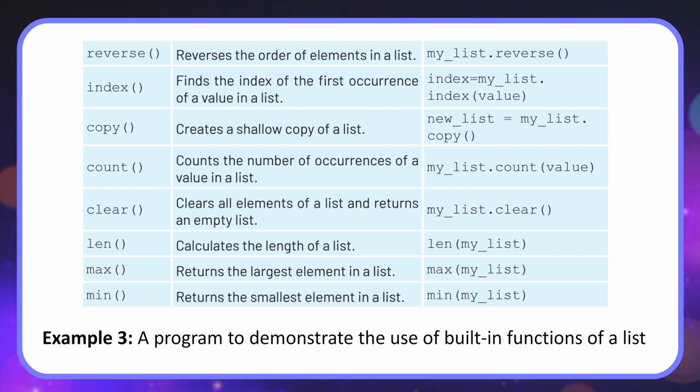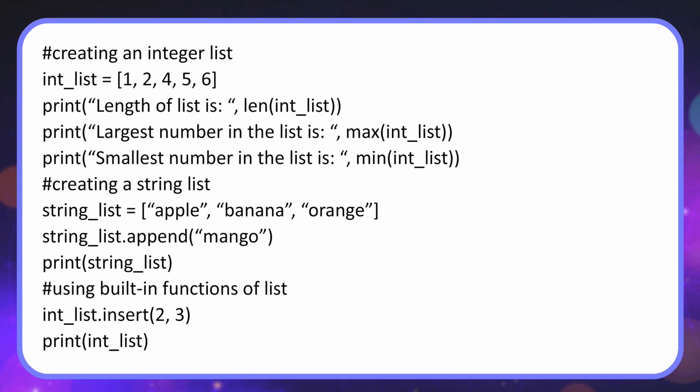A program to demonstrate the use of built-in functions of a list. Creating an integer list: int_list = [1, 2, 4, 5, 6]. print('Length of list is', len(int_list)). print('Largest number in the list is', max(int_list)). print('Smallest number in the list is', min(int_list)).